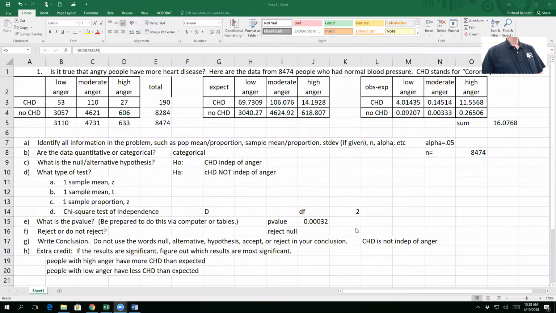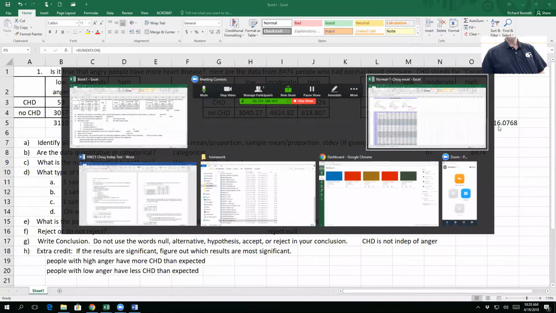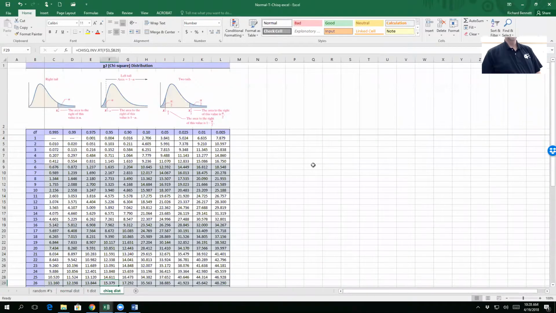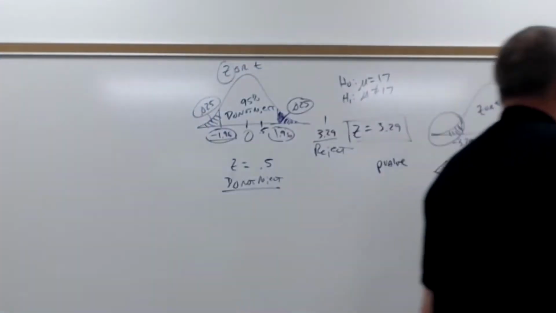So the question is, is 16 large? This relates to the critical value method. If I go to my table here, my alpha is 0.05, right? I've got 2 degrees of freedom. What's my critical value here? It's 5.991. So let me show you what's going on here. Okay, I'm going to erase this.